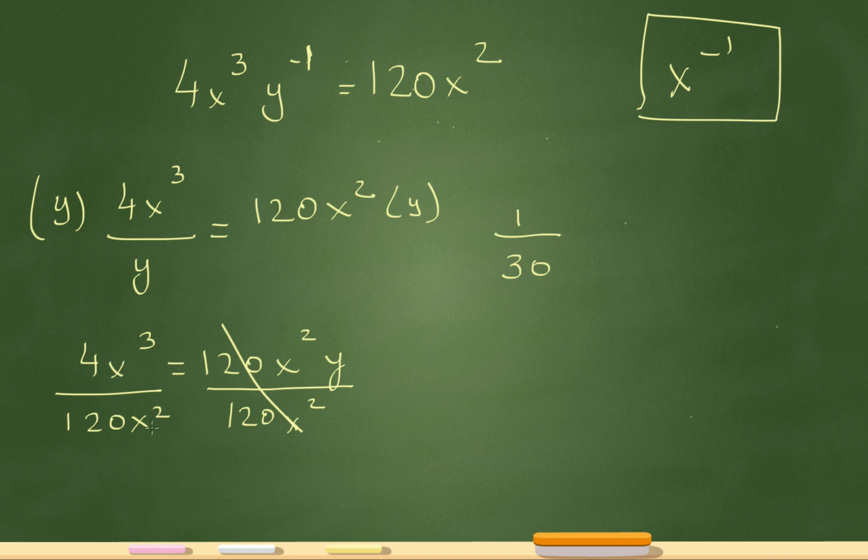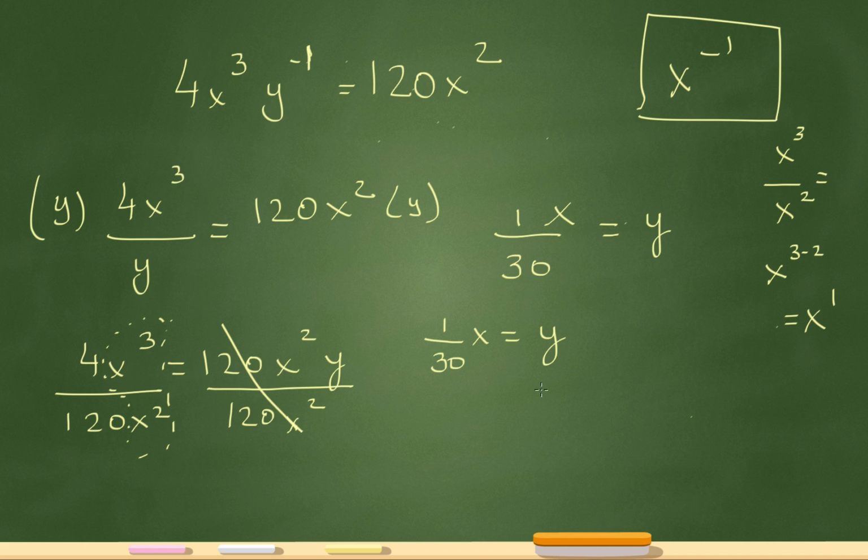And now x cubed divided by x squared. Remember, the rule is if you're dividing and you have the same base, which is the x, you subtract your exponent. So that's x to the 3 minus 2, or just x to the 1st. So that right there, there we go, that is the same thing as x. So I'm going to get that x right there, and that'll equal y. So let me write this a little bit more clearly. So this is just 1 over 30 x equals y.